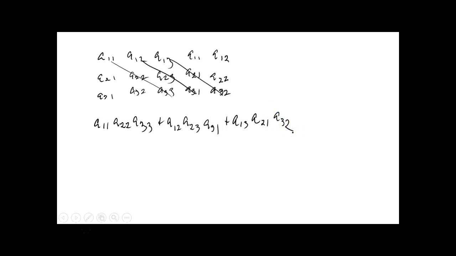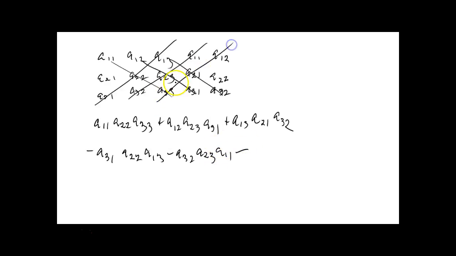Now do your up diagonals, but you only do the up diagonals for those that have 3 in it. Don't try to do this first one, that's only got 2 elements. Only the ones with 3. That would be a minus A31, A22, A13, and you can do it in any order, it doesn't matter. I'm just doing up the diagonal. This one would be minus A32, A23, A11, minus the last up diagonal is A33, A21, A12.